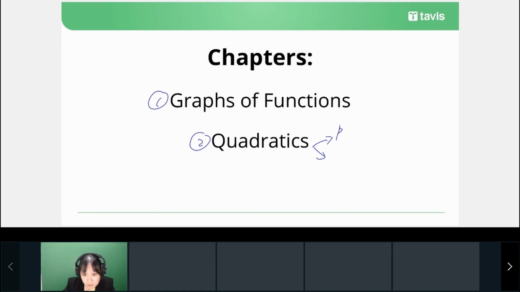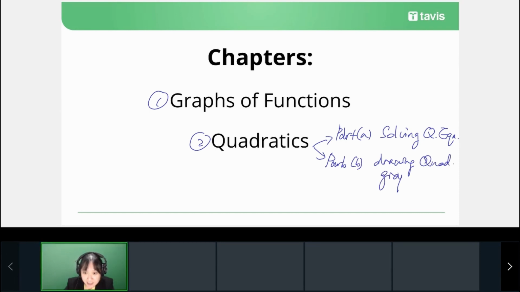Quadratic type 1 question, part A, is about solving quadratic equations. This one is a technique. Then the second part of quadratics, part B, is about drawing quadratic graphs, or understanding quadratic graphs, I should say. So we have 3 parts today.